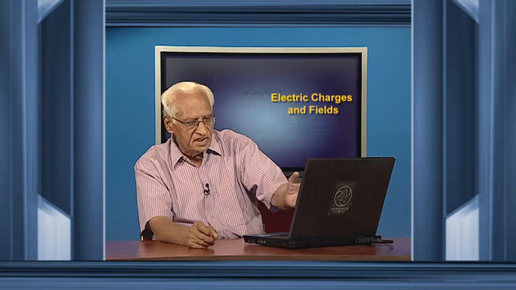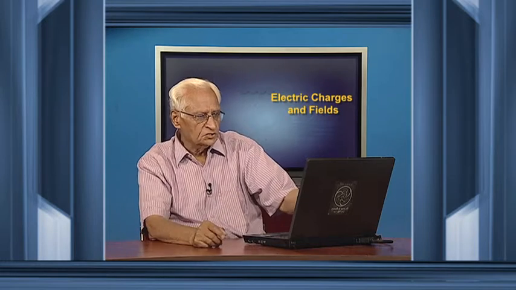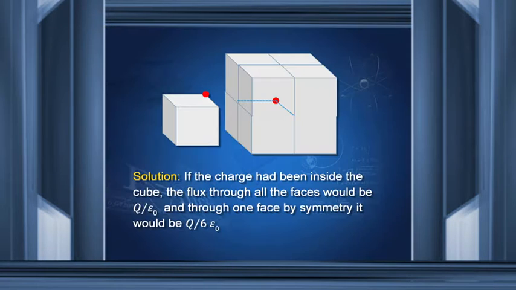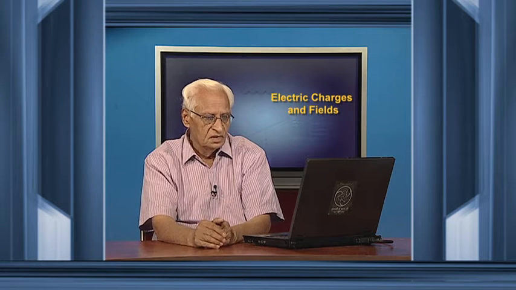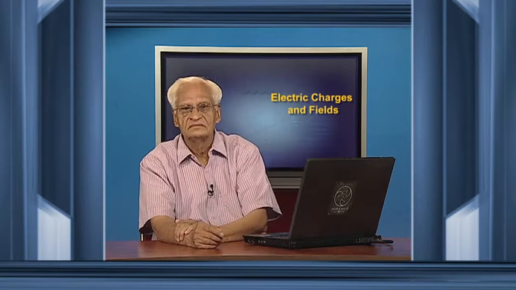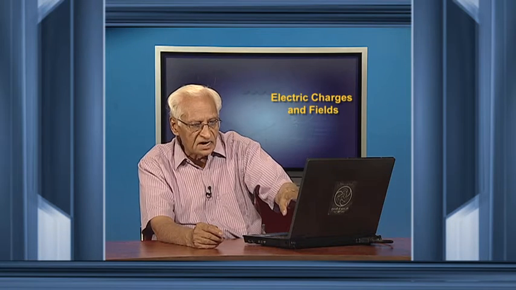This is a very tricky situation. We have a cube here, and the charge q is placed on the corner of the cube, and we are asked to find out the flux through the farther surface of the cube, through this surface. Now, how do we do that? The charge is not inside, the charge is placed on the corner. So, what do we do? What we do is we embed this charge inside a cube of twice the side. We erect 8 cubes instead of 1, and now this charge is inside this.